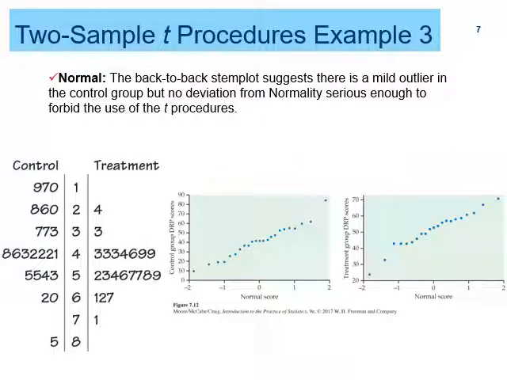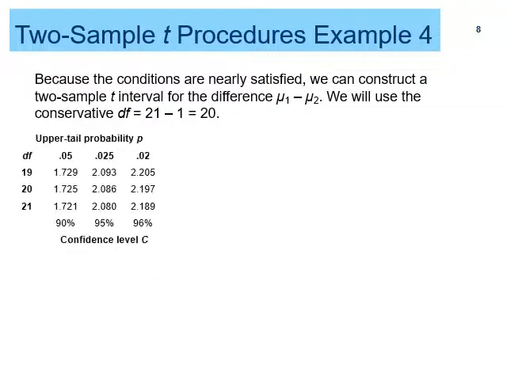Now for the normality, the back-to-back stem plot suggests there is a mild outlier in the control group, but no deviation from normality serious enough to forbid the use of t procedures. So now all the conditions are nearly satisfied. We can construct a two sample t interval for the difference mu1 minus mu2, and we will use the conservative degrees of freedom, 21 minus 1, which is equal to 20.